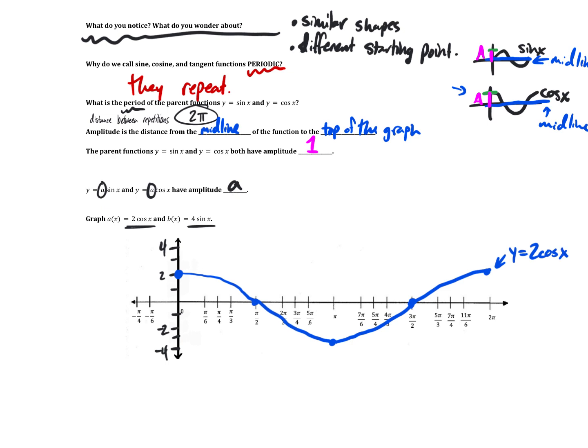And then the other one is 4 sine of x. And I remember that sine hit 0 at 0 and pi and 2 pi. It was at 1 at pi over 2, so I'm going to scale that up to 4. It was at -1 at 3 pi over 2, so I'm going to scale that up to -4. This is what our sine graph will look like.